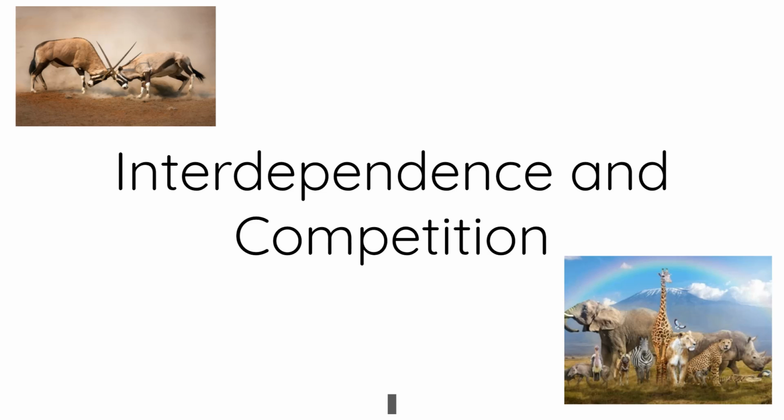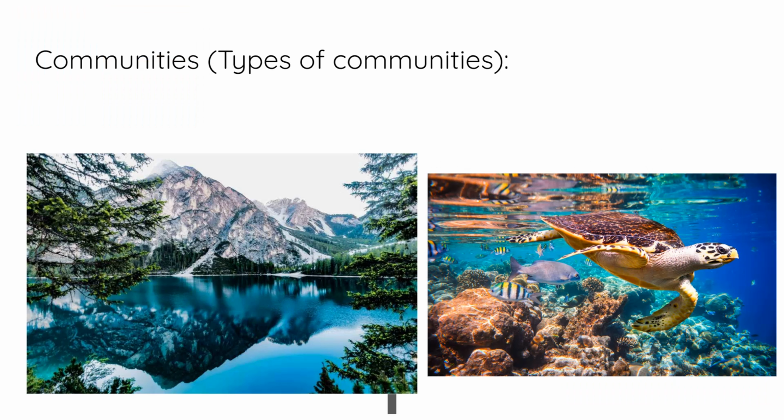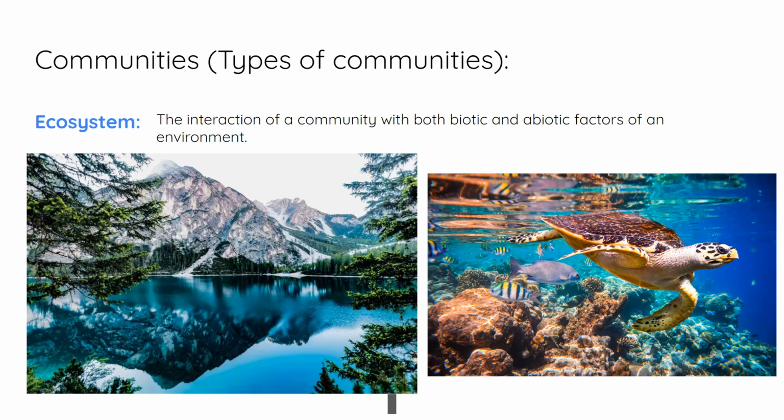In this video, we're going to talk about interdependence and competition in ecology. One of the main things that you want to get across in ecology is the types of communities. And in ecology, we have 4 different types of communities, one of which is an ecosystem. An ecosystem is the interaction of a community with both biotic and abiotic factors of an environment. An example of this can be life in the sea or life on land.